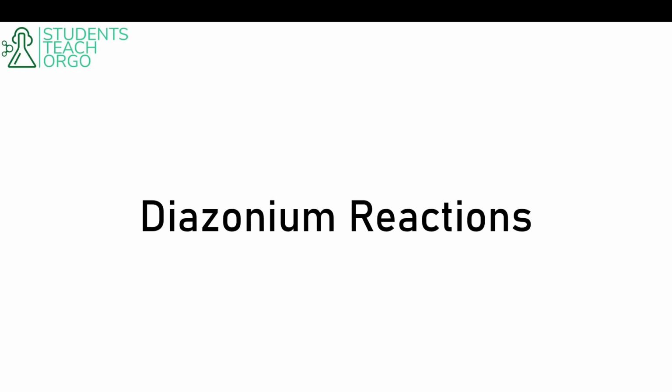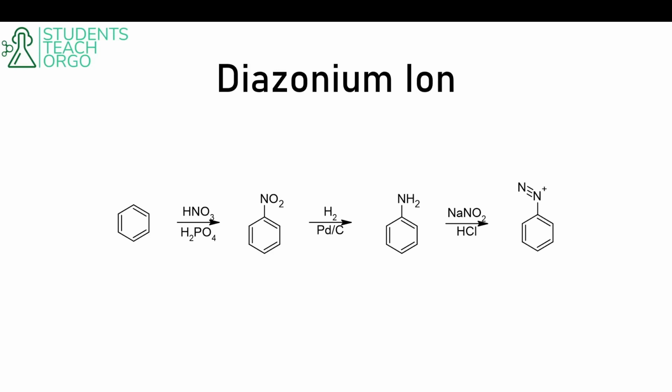Today we're going to have another shorter video. We're going to go over the diazonium reactions. Now first things first, what the heck is diazonium? Diazonium is a kind of ion, particularly referring to this triply bonded nitrogen with this nitrogen having a positive formal charge. This is the diazonium ion.